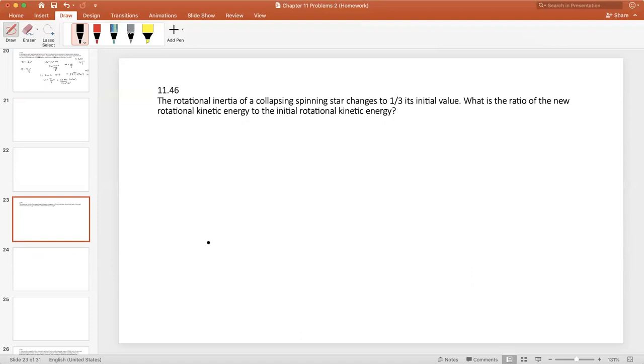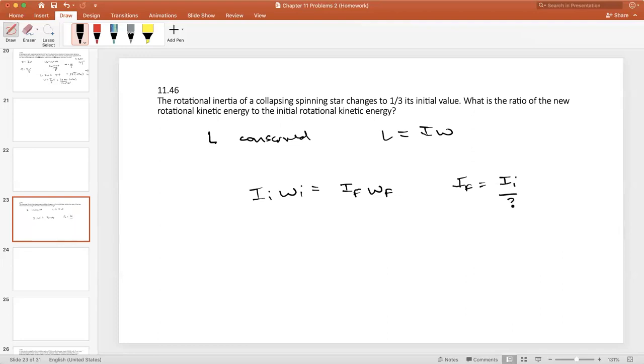Rotational inertia of a collapsing spinning star changes to 1/3 of its value. This is problem 11.46. What is the ratio of the new rotational kinetic energy to the initial rotational kinetic energy? So first of all, there's a lot unstated in this problem. We're assuming that L is conserved and L is equal to I omega. L is the angular momentum. So we have I initial omega initial is I final omega final, okay? And we know that I final is equal to I initial over 3.